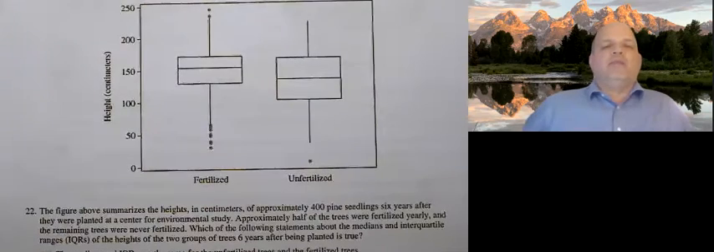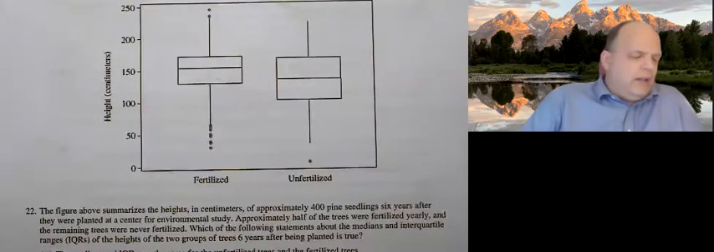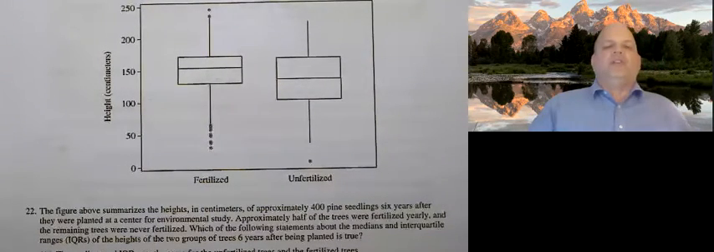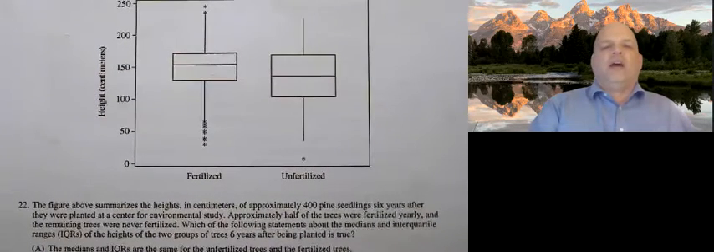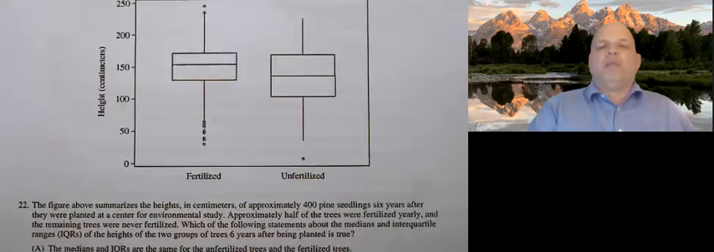So we have fertilized and unfertilized, and the figure above summarizes the heights in centimeters of approximately 400 pine seedlings 6 years after they were planted at a Center for Environmental Study. Approximately half the trees were fertilized yearly, and the remaining were never fertilized. Which of the following statements about the medians and interquartile ranges of the heights of the groups of trees is true?